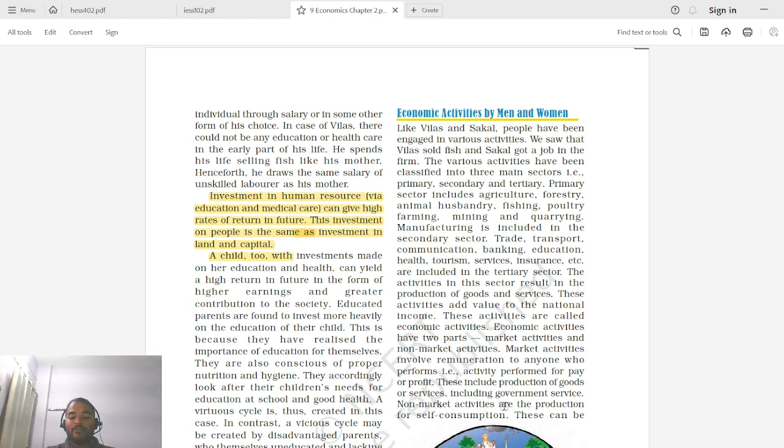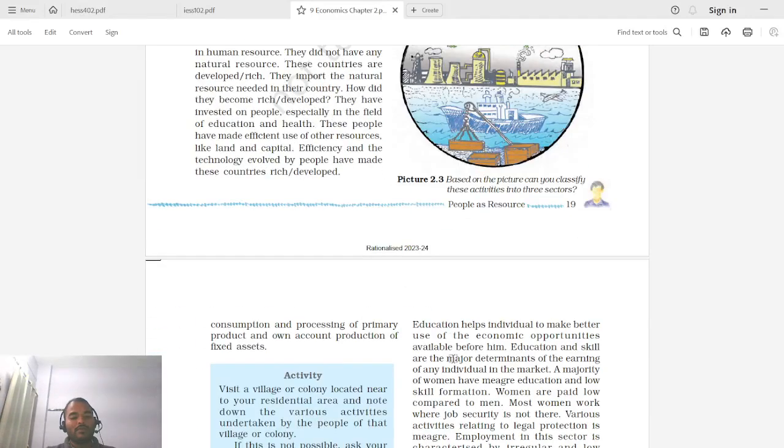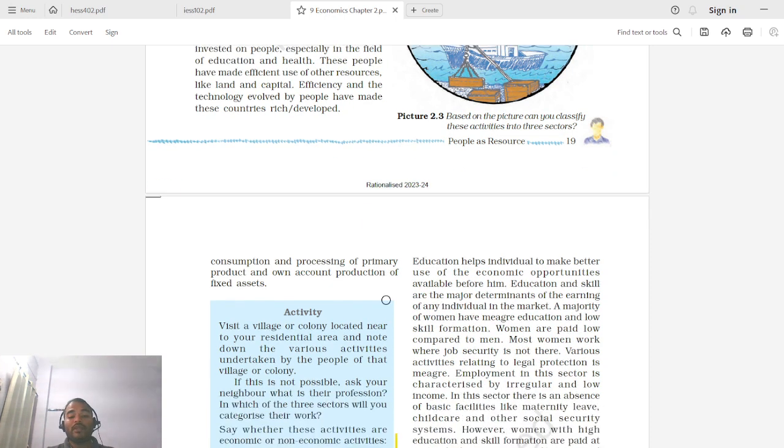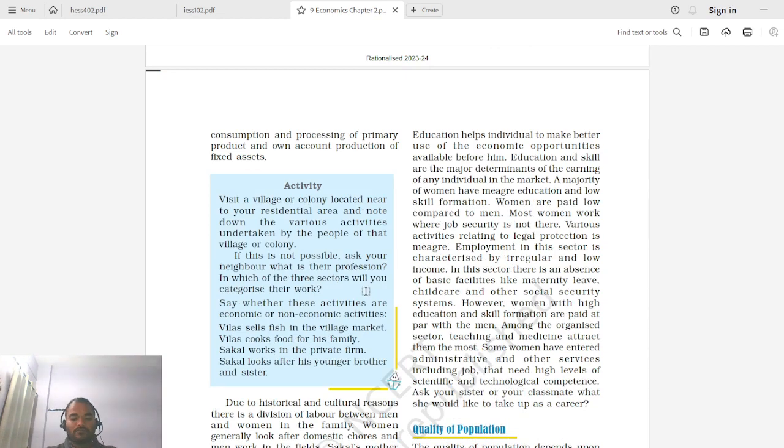Non-market activities are production for self-consumption. For example, if there is a farmer who produces only for his family, his activity will be counted as a non-market activity. Whereas a farmer who has a huge plot of land can produce so much that after his own consumption, he can even sell some part of the grains in the market. So he will be contributing to market activity in that case. This can be consumption and processing of primary products and own account production of fixed assets. These are the classification and examples of primary and secondary activity.